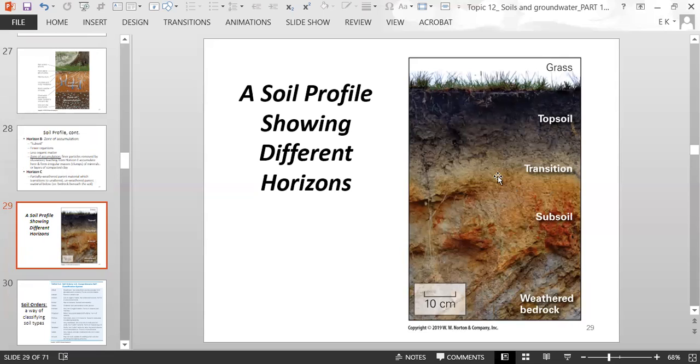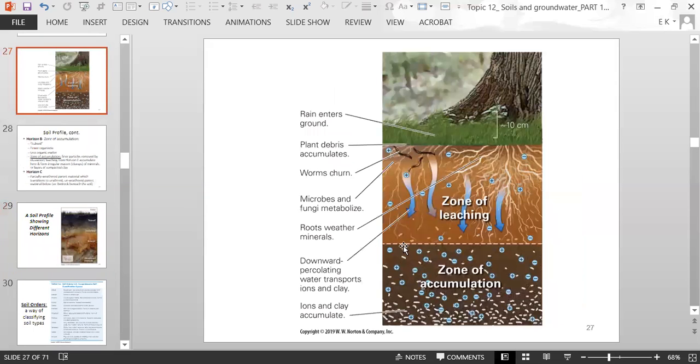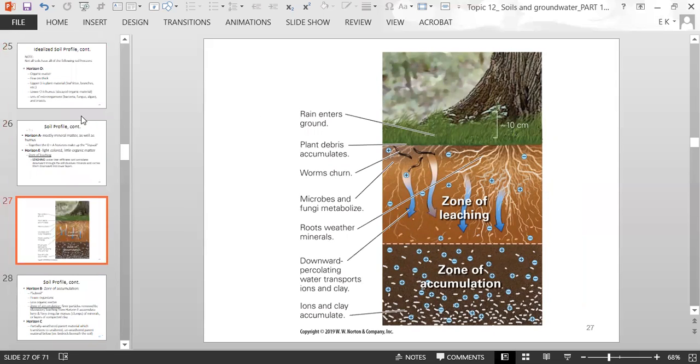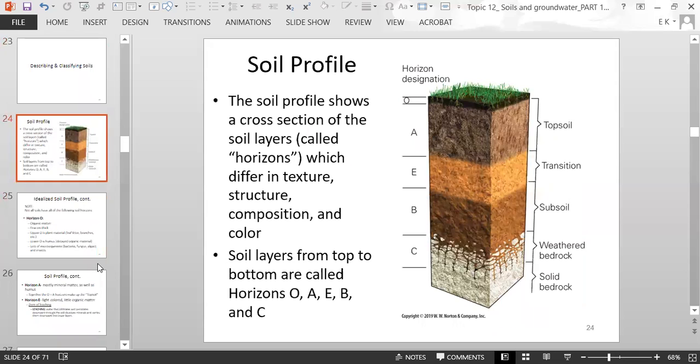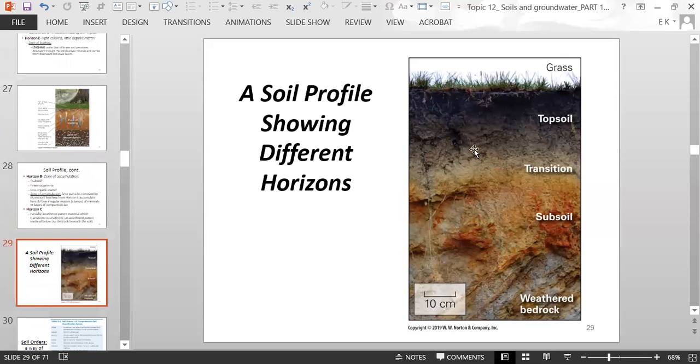Notice that the transitions are slightly gradual. It's not like strong markings, like a straight line in between your layers, like the diagrams show. It's more like a little bit of a gradual transition.